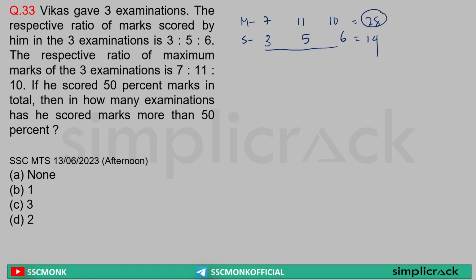So he is scoring exactly 50% here. So I do not need to check everything about the ratio now. I need to check only for more than 50%. In which case, sir, here 10 was the mark, he scored 6. So it is more than 50%. Sir, here 11 was the mark, he scored 5. This is not more than 50%. Here 7 was the mark, he scored 3. This is not more than 50%.